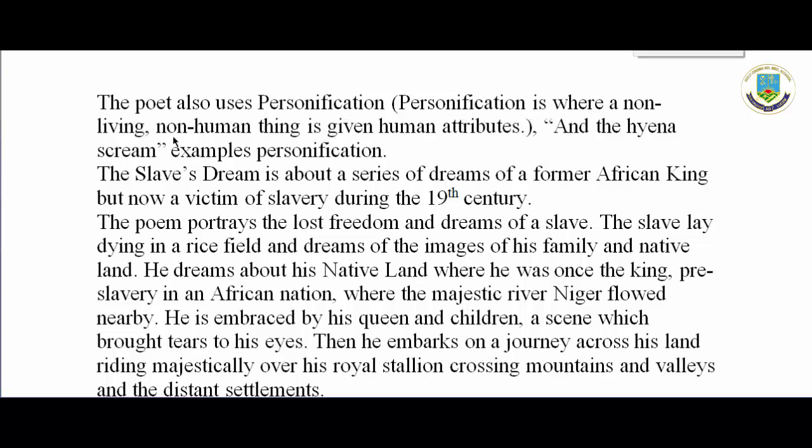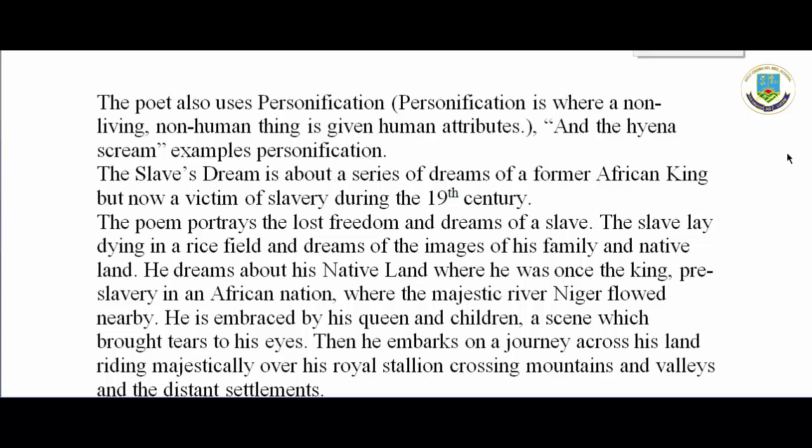Personification is where a non-living or non-human thing is given human attributes, human characters. Okay, example from the line, "and the hyena scream." This line is an example of personification. Okay, a hyena doesn't scream, humans scream, but the hyena, a non-human being, an animal, is given the attribute, the character, of a human being screaming. Okay, so these are some of the literary devices used in the poem.